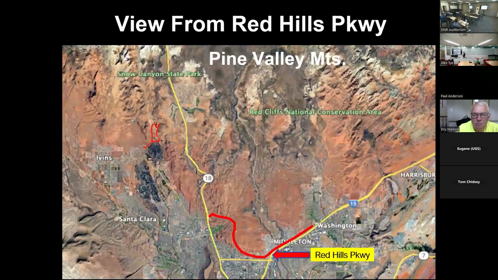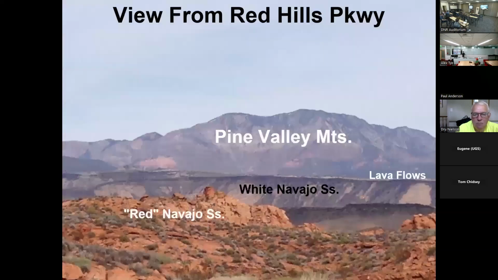Okay, so let's make some observations. Here's where we live in Ivins. Here's Santa Clara, St. George is right here. Red Hills Parkway sits right here, that red line, and looking north on Red Hills Parkway, this is what we see. We see red Navajo sandstone directly in front of us. In the background, white Navajo sandstone, and the Pine Valleys sitting right behind it.